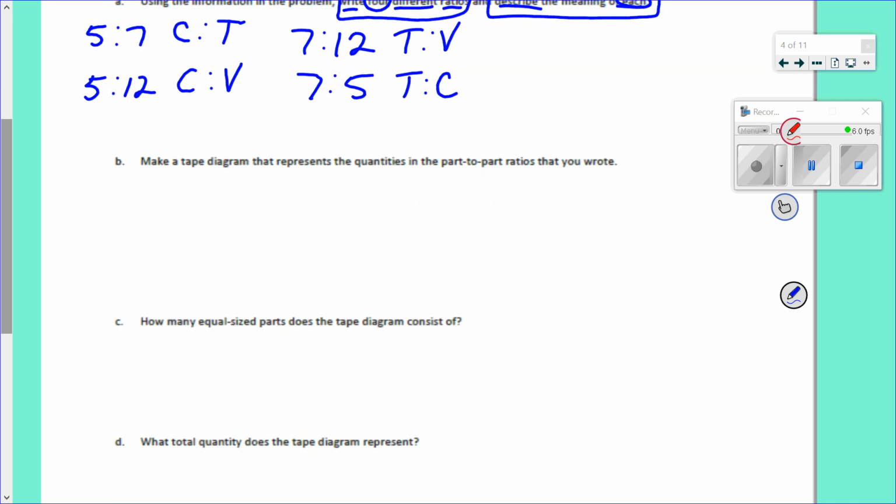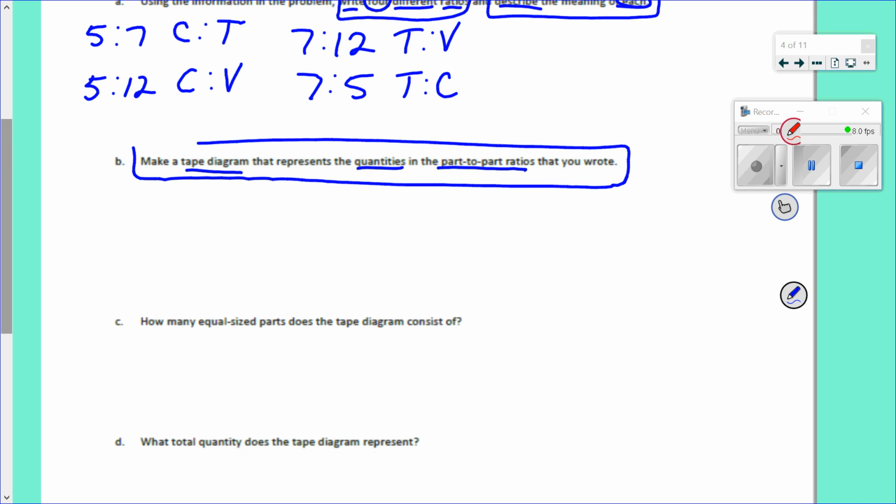So now we're going to make a tape diagram to represent the quantities in the part-to-part ratios that you wrote. So I'm only going to make one, so I can pick either one. You guys want to do the 5 to 7 or the 7 to 5? Because those were our part-to-parts. 5 to 7? Okay. So if I'm doing 5 to 7, how many boxes go on top? 5. Why? Because that's the first number in our ratio. What goes on the bottom? 7. Why? Because that's the second number in our ratio.